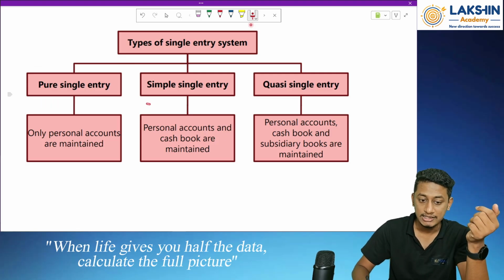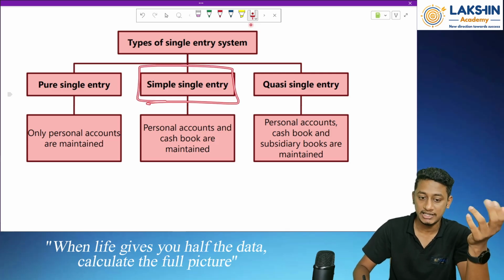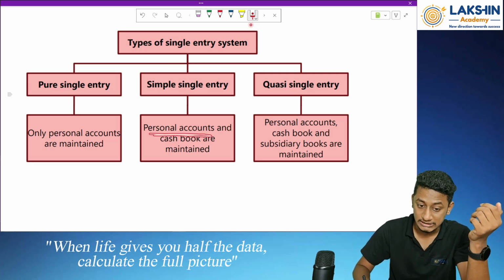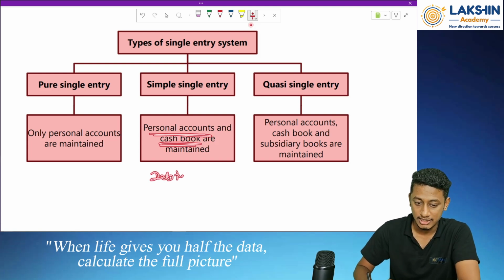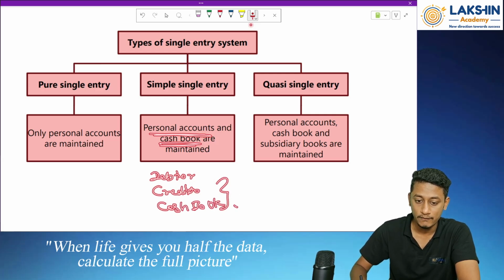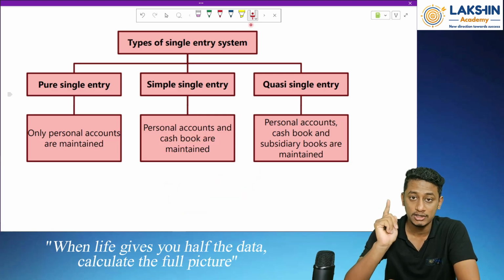Then we have simple single entry. Now what does simple single entry mean? Here both personal records and the cash book are maintained. Here I maintain the debtors register, then creditors, and also my cash book. All these three records are maintained to form my simple single entry.